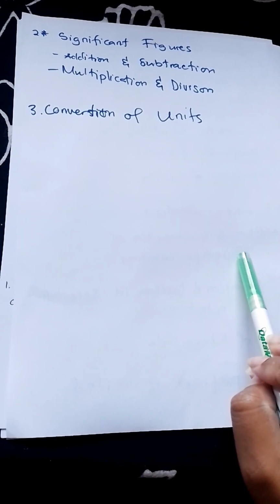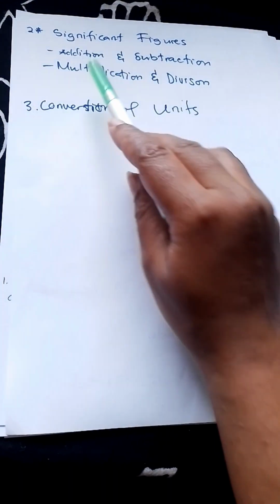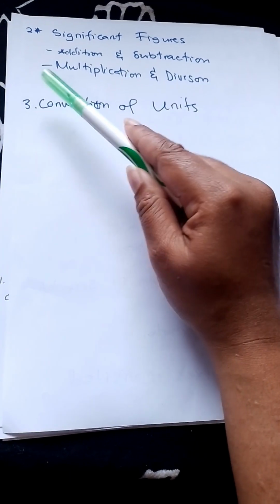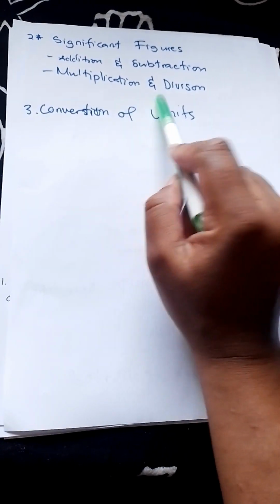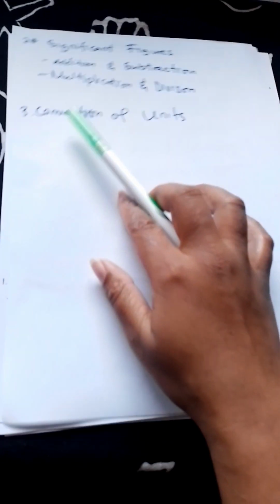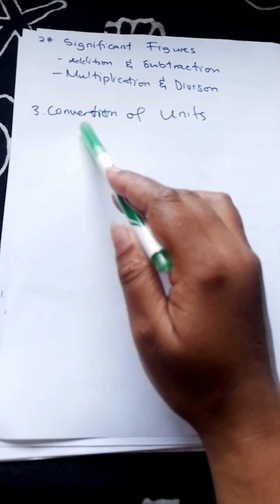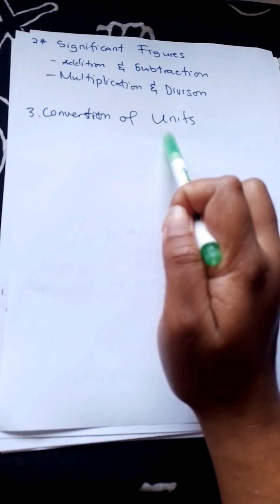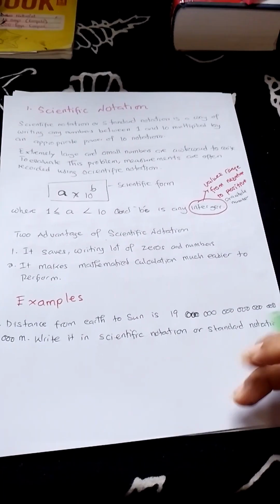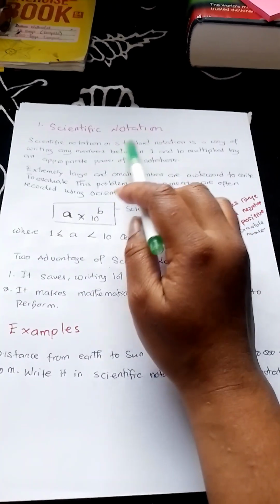For significant figures, we will do addition and subtraction of significant figures and multiplication and division of significant figures. The third topic to be covered is the conversion of units. Okay, topic 1 is scientific notation.